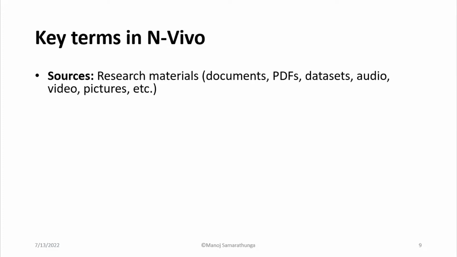And now we come to some of the key terms in NVivo software, right? Number one is the sources. Sources are the data sources that we use in the qualitative research. They could be any of the inputs, including documents, PDFs, data sets, audio, video, pictures, etc. There's no limitation on the data sets.